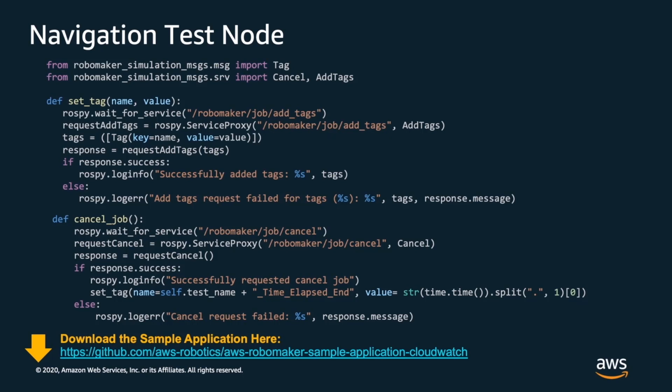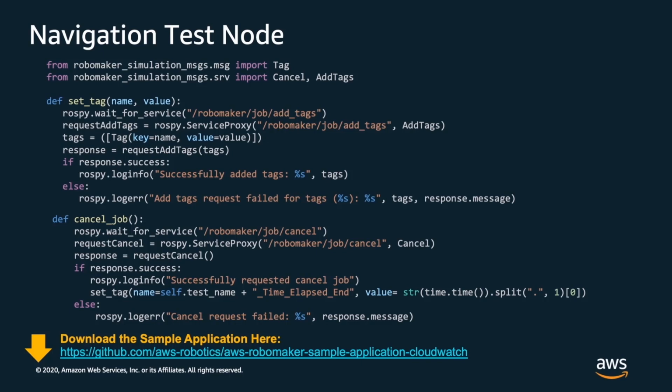First, you can use the add tags service to report the results of the test as a tag to the simulation job. This enables your downstream processing applications to get access to the test results with a simple describe sim job API call.